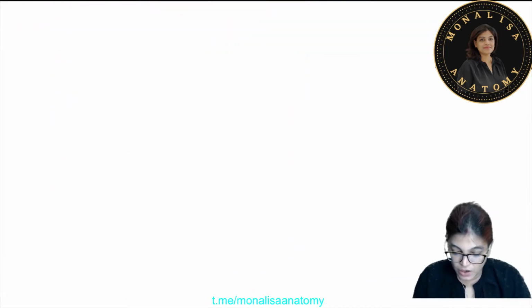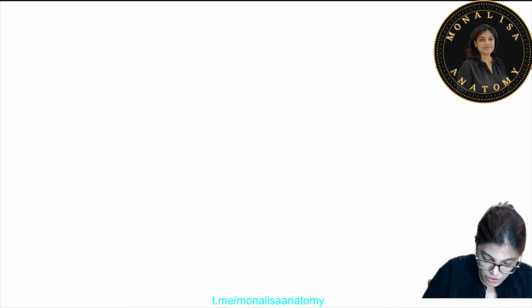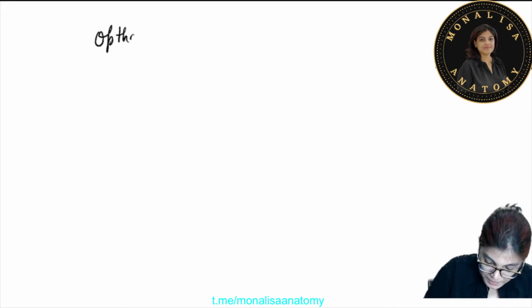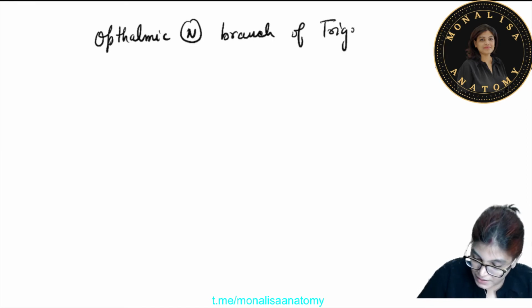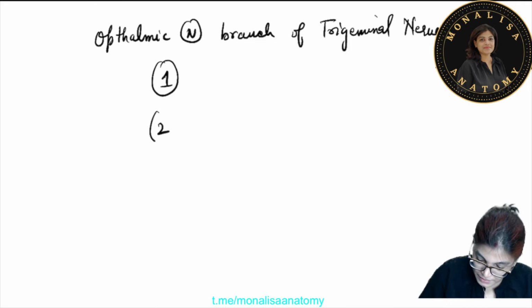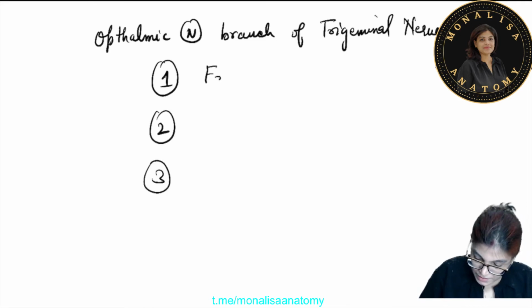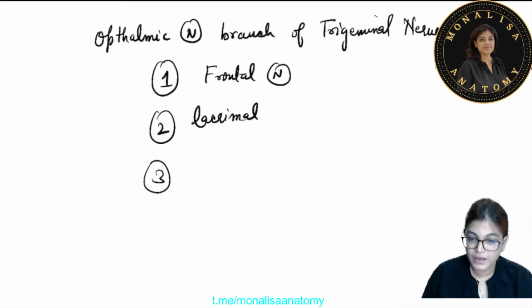So let's write down all the important points so that you can retain it for a longer duration in your brain. So the ophthalmic nerve is a branch of the trigeminal nerve, no doubt. Yes, it is a branch from the trigeminal nerve, and this ophthalmic nerve is giving three important branches, that is the frontal nerve, the lacrimal nerve and the nasociliary nerve.